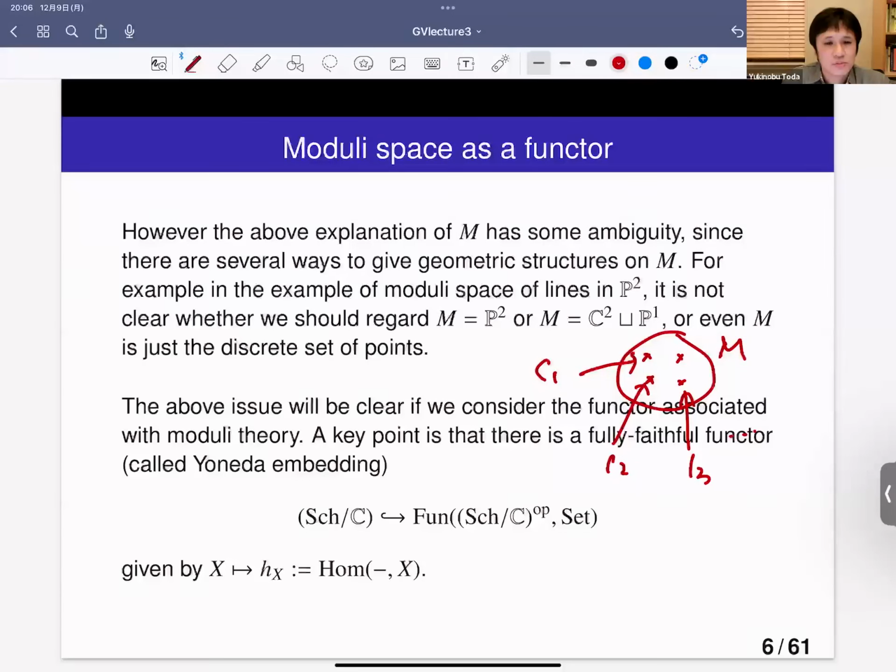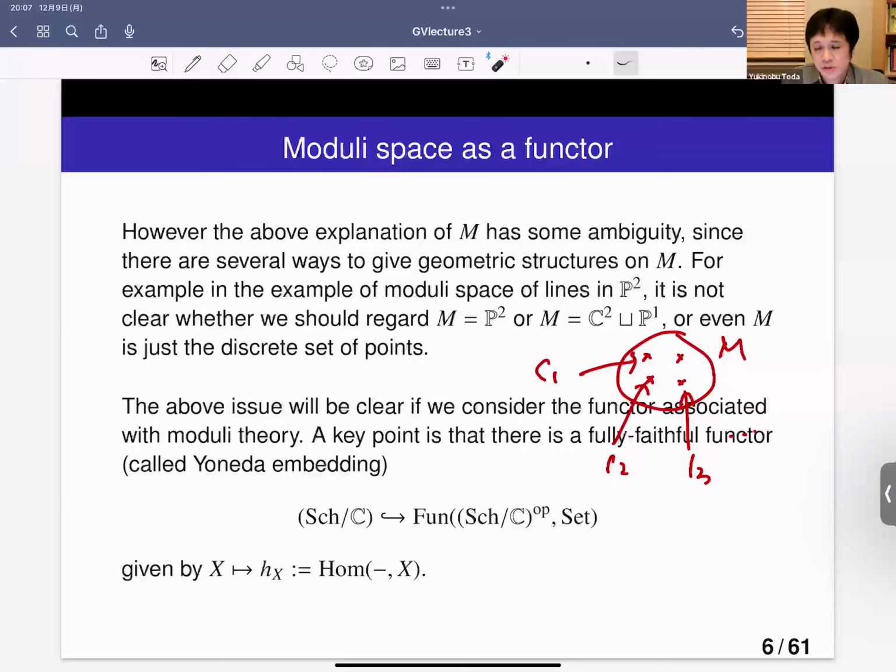For example, in the case of the moduli space of lines in P2, of course, it has a natural algebraic geometric structure, but we can also consider other geometric structures, like, for example, the disjoint union of C2 and P1. As I said, this is also identified with P2. And we can even consider P2 as a discrete set of points, just parameterized by a point in P2.